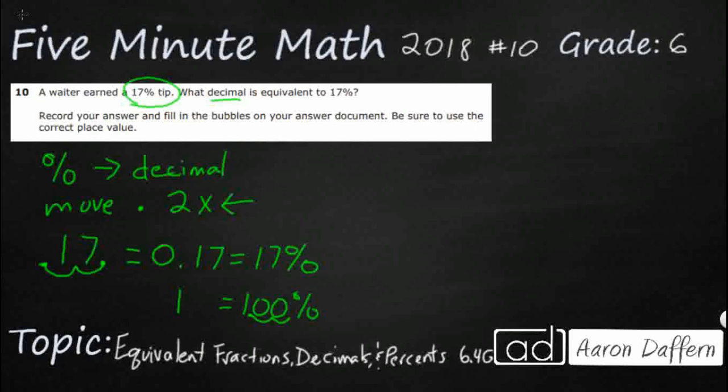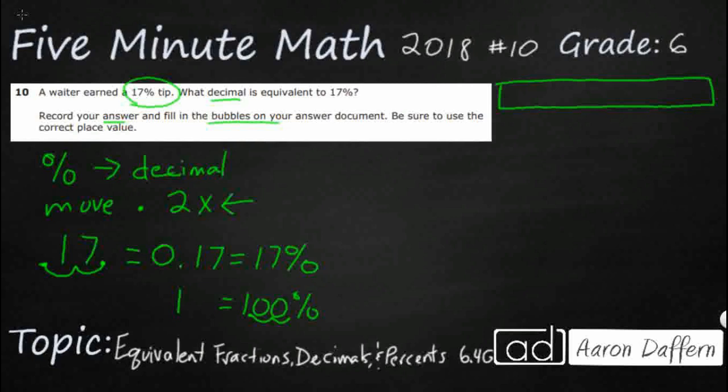Now, the problem with this particular item on the STAAR test is that there were no A, B, C, or D to choose from. We had to answer and then fill in our bubbles on the answer document. So we could do all of this correct and still get it wrong because it all depends on how we bubble in that bubble sheet. So let's take a look to see what we would get on our answer document.